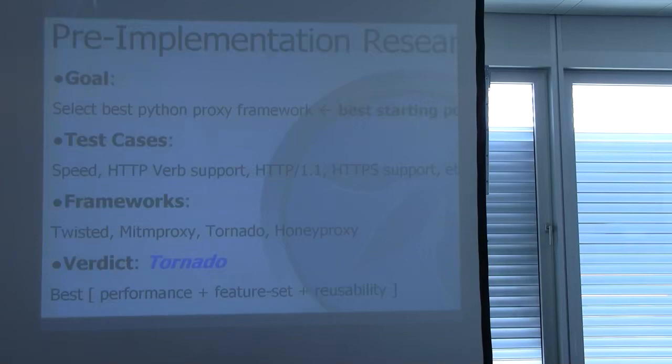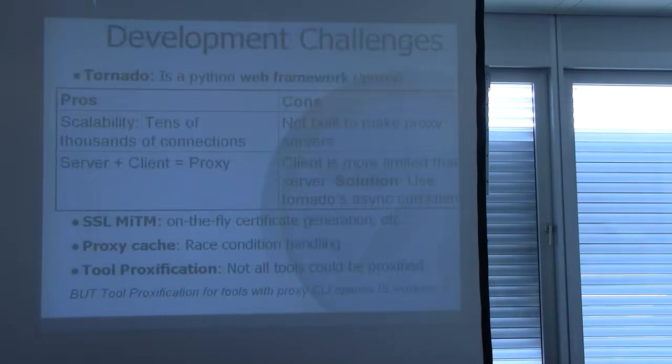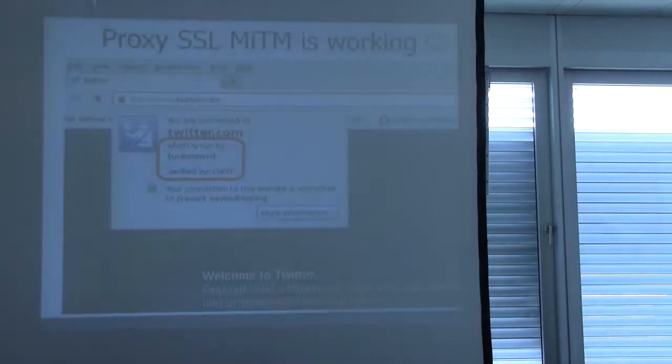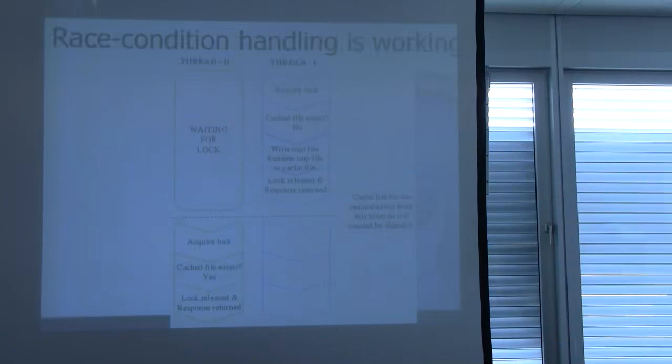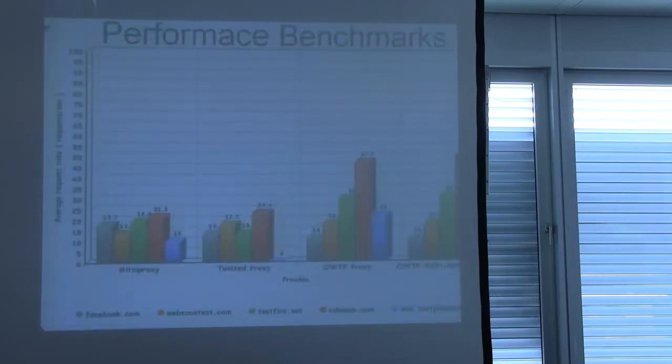The research that this student did was very impressive, and in the end we chose Tornado as the framework to write this Python proxy. Essentially we have SSL man in the middle working, we have the proxy cache working, and the race conditions for saving files in the cache are also handled. And the bottom line in this project is that the OWTF proxy is now the fastest Python proxy ever created so far. In the benchmarks that the student has done, we are faster than Twisted, we are faster than mitmproxy. So he's done a really impressive job, and it's quite great.